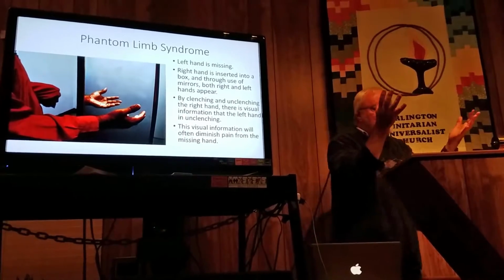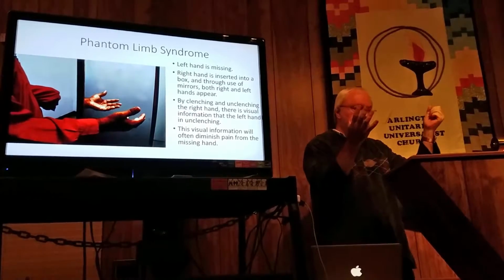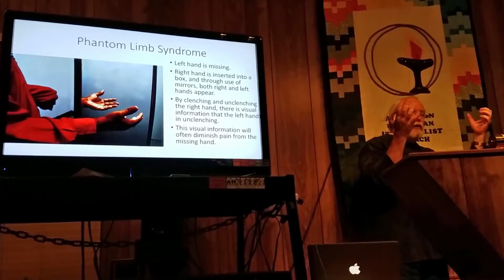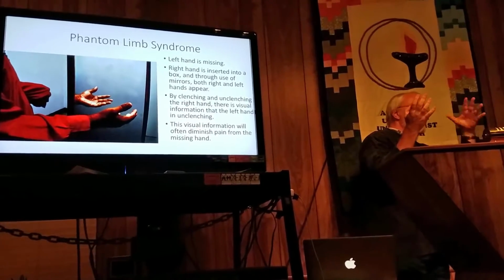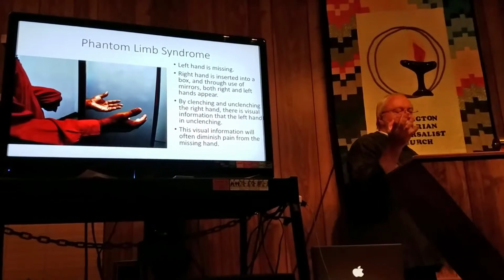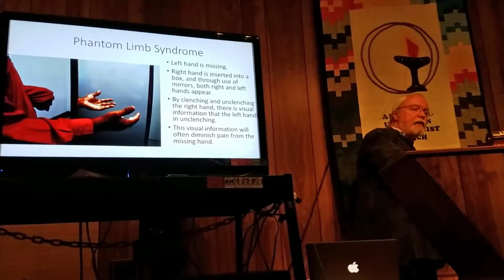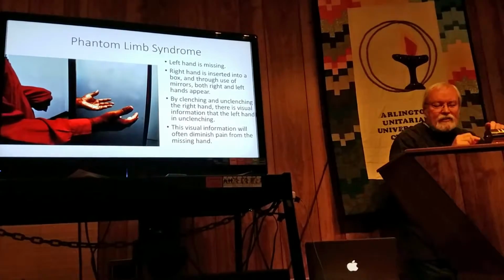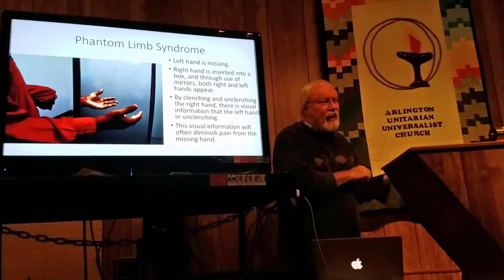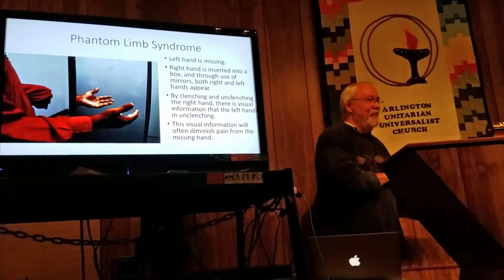By moving and unclenching the right hand, which would of course cause analogous movements in the mirror image of the left hand, symptoms of the left hand clenching, the left phantom limb hand clenching, can be ameliorated. Purely visual information regarding a non-existent hand can influence both kinesthetic and proprioceptive sensations from that non-existent hand. That's remarkable. It really is.